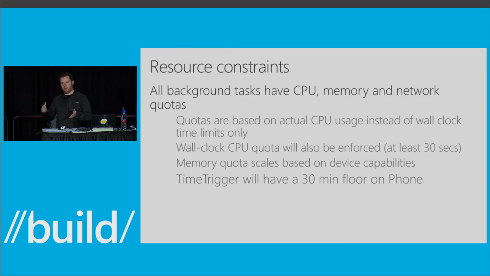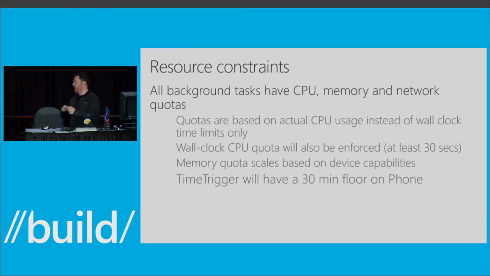Memory quota: we had restrictive memory quotas on background agents in Windows Phone 8. We've added a little more memory in 8.1, and we've also started scaling the amount of memory across devices. So if you have a device with more memory, like a 1 gigabyte or 2 gigabyte device, you will get more memory for your background task. And that's something you can query at runtime to see how much memory you have available.